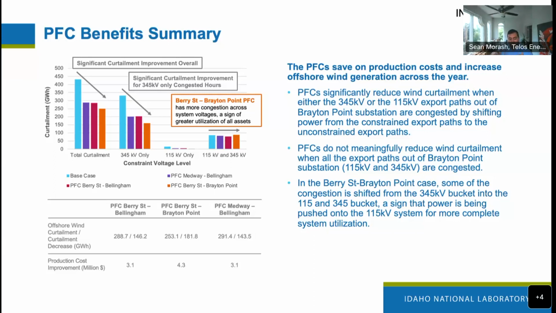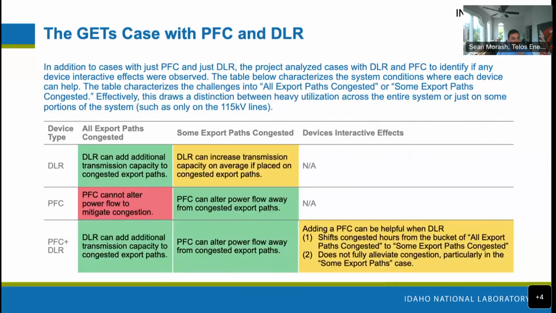When you think about it, what we're doing with that PFC is we're shifting some of the power out of the 345 kV only, we're shifting it onto the 115 kV system. And so we're better utilizing the full system. And when we better utilize the full system, sometimes we run into constraints on the full system, right? So we've got a variety of different kinds of PFCs and DLRs.